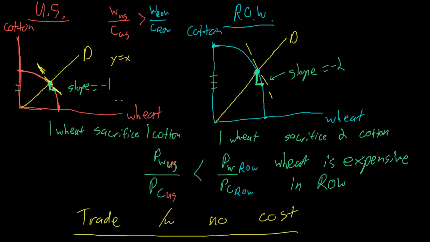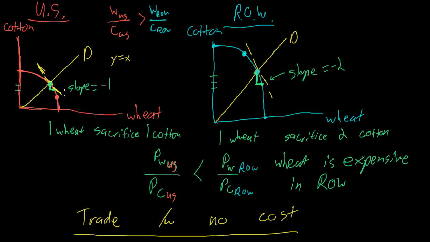So let's go ahead and see what would happen if we opened up trade. Well, it's kind of intuitive to say that the rest of the world will produce extra cotton and will trade it for the US's extra wheat. And so what happens is we keep this demand line exactly the same, but the rest of the world can choose to produce at a point out here. And the US will choose to produce at a point down here. And then the US will trade with the rest of the world.